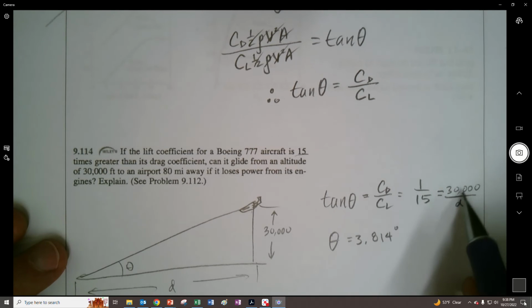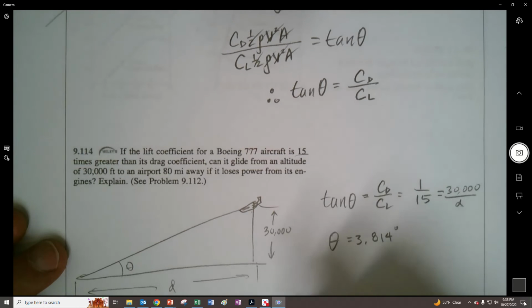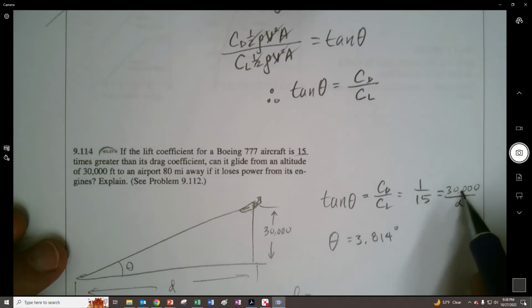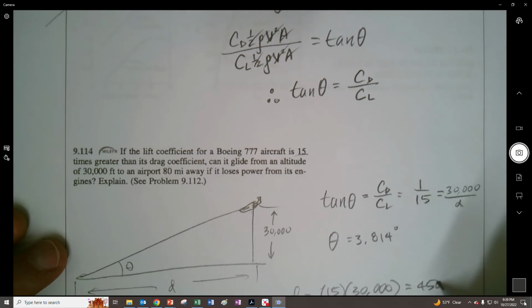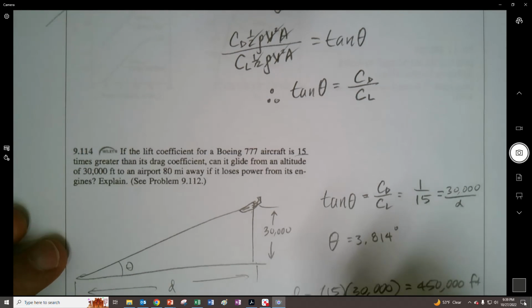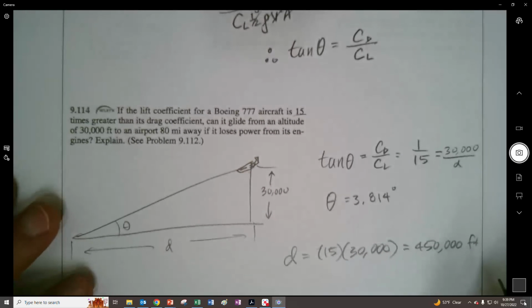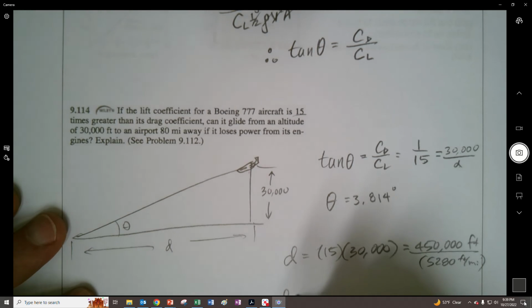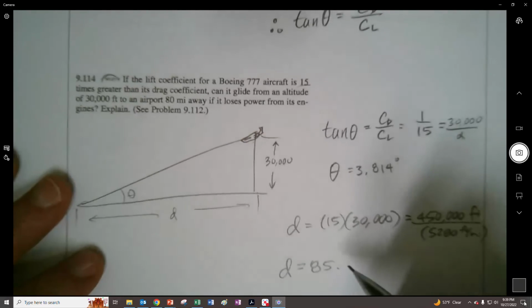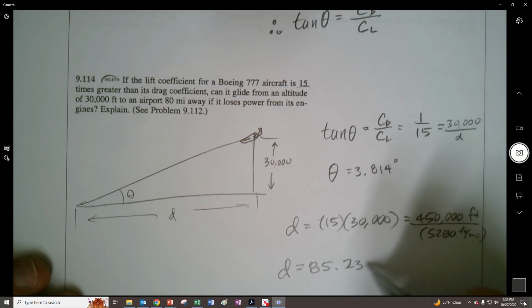So we don't actually need that angle, and we can just figure out what d needs to be. So d needs to be 15 times the 30,000, which ends up being 450,000. We can do that in our heads. Feet. And then if you divide that by 5,280 feet per mile, you end up getting that the distance this thing could go is 85.23 miles.